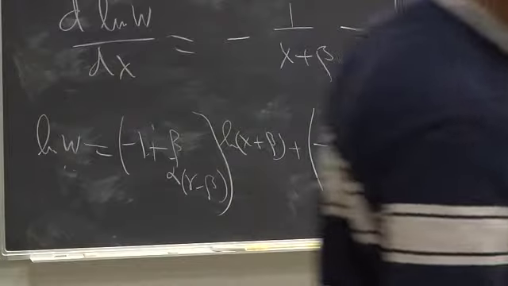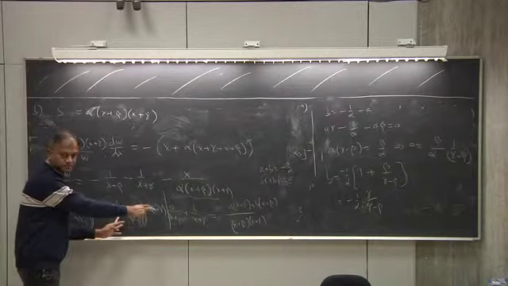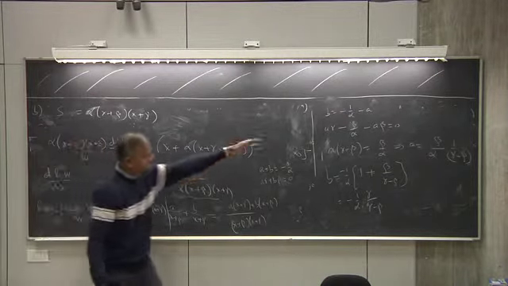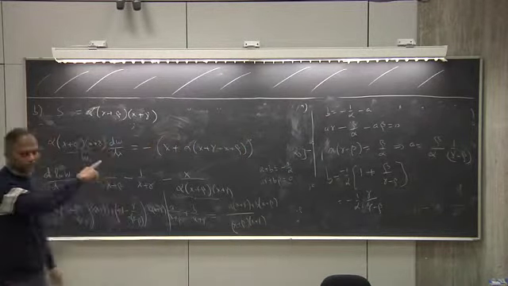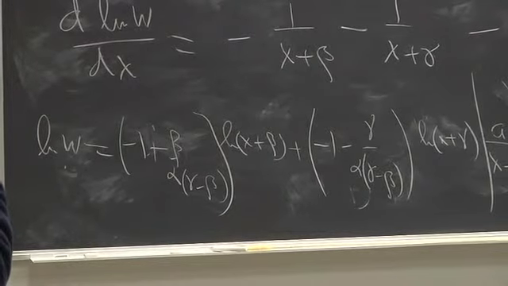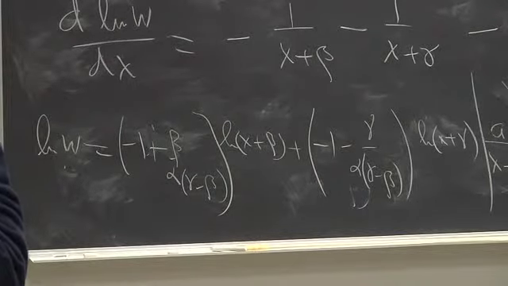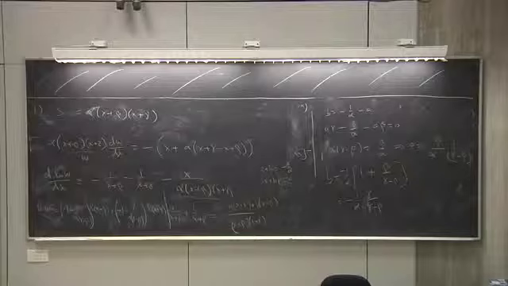I don't know if I made some mistakes here. But at the end of the day, it will be some number times log of x plus beta plus another number times log of x plus gamma. In order to get these numbers, I went through this, but it could be that I have made some mistake. I don't know. Did you find any mistakes here? Minus 1. It looks okay. I think it's okay.